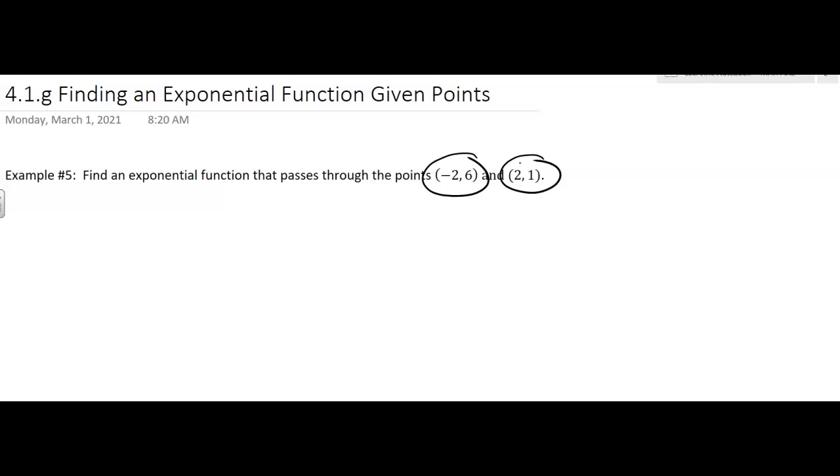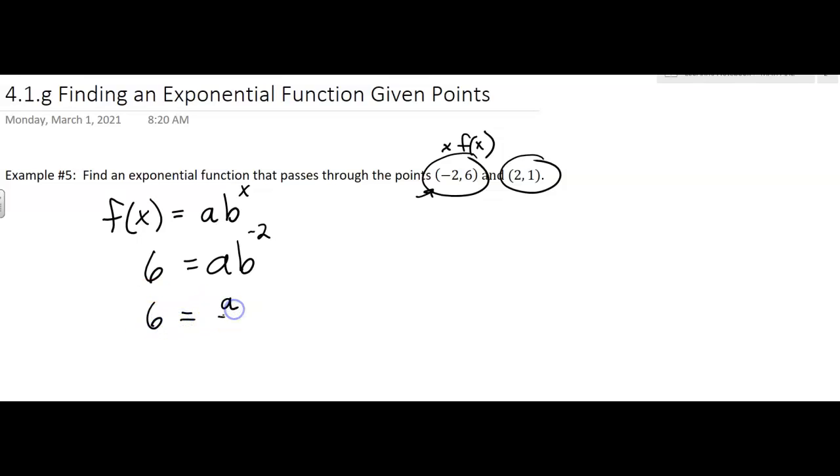All right. So our basic general form here is still f of x equals a b to the x. Now we need to find a and we need to find b. So when we have an input and an output, this is x, this is f of x, right? So for this first point, when I'm putting in -2 for x, I'm getting a b to the -2, and I know that equals 6, right? Okay, so I can work with that a little bit. I can say 6 equals a over b squared, or I can say 6b squared equals a. So I'm going to hold on to that piece of information.